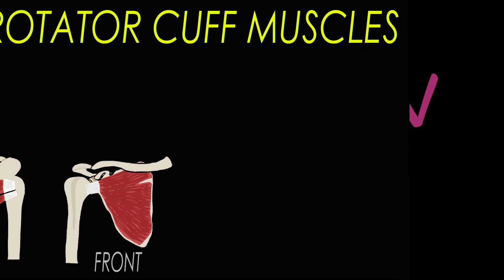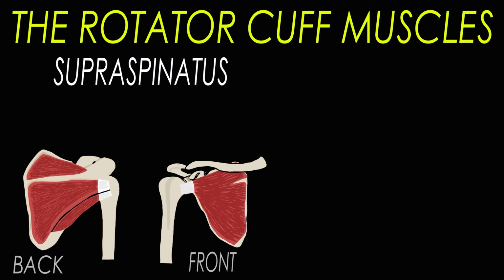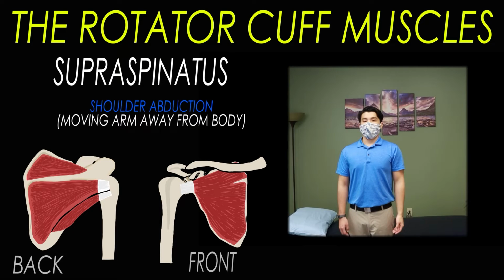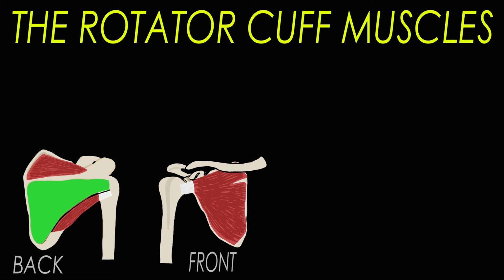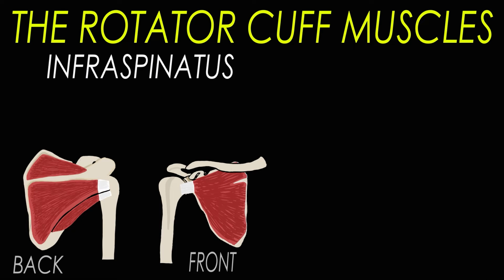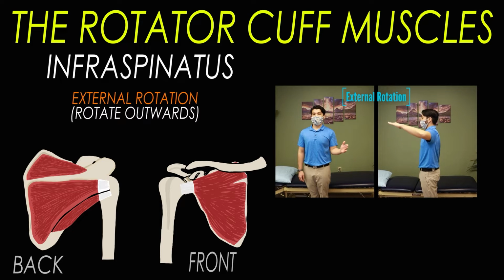Function. This right here is the supraspinatus. Its job is to assist in moving the arm into abduction, which is the arm moving to the side. This muscle right here is the infraspinatus, and its job is to assist in rotating the arm outwards, which is also known as external rotation.